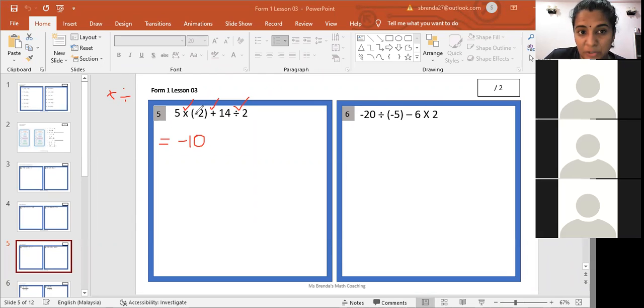Now I'm not going to remind you. You got to know your positive, negative properly already. It's -10. Continue with the question. Plus 14 divide by 2. So the next thing we're going to do is 14 divide by 2. We're not going to do the addition yet. So you're going to keep your -10 and answer what is 14 divided by 2.